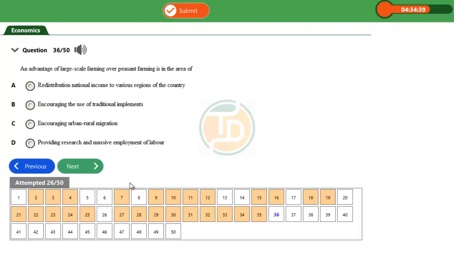So we are left with one correct option and a conflicting option. The conflicting option is option C, which means encouraging urban to rural migration. It's the conflicting option, which is wrong. The correct option is option D, because large-scale farming will have to involve you researching, all right? And it will increase employment because it can't be done by one person. It involves the use of bulldozers, mechanized farming implements, and state-of-the-art technology.